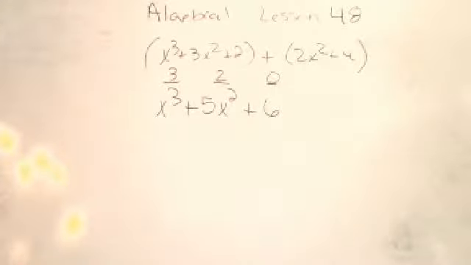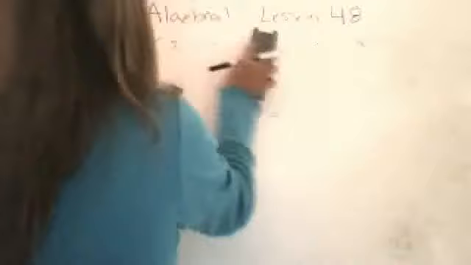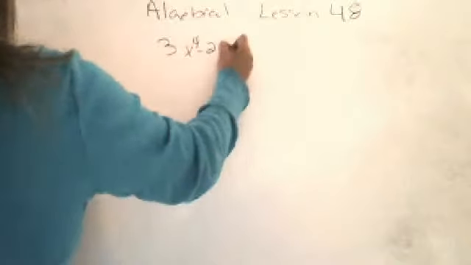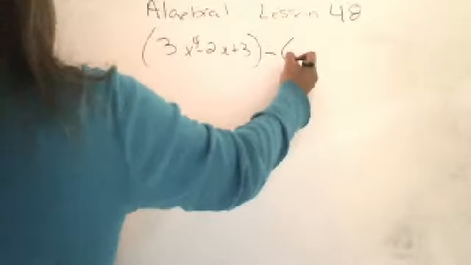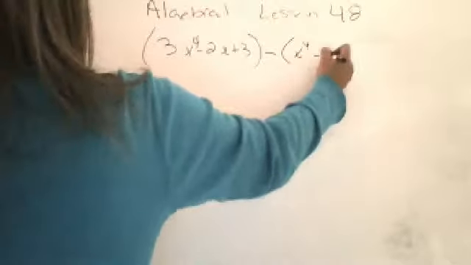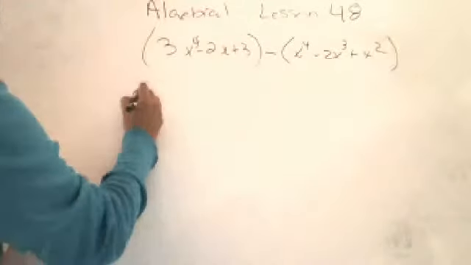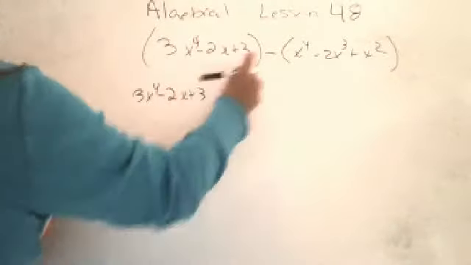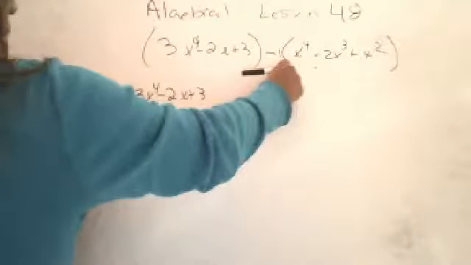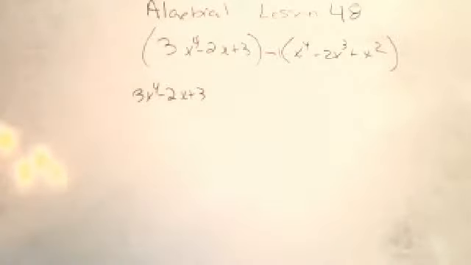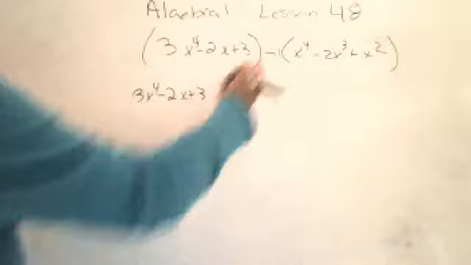So let's look at the next one. Here they're going to throw in a negative for us. So we have to look at it as the distribution property. 3x to the 4th minus 2x plus 3 minus x to the 4th minus 2x cubed plus x squared. So I can get rid of this parentheses. To get rid of that, to imply negative 1, because of parentheses, it means I must distribute that negative 1. Just as if I would have had a minus 2, I'd have to take that negative 2 times every term, so the implied 1 is no different.